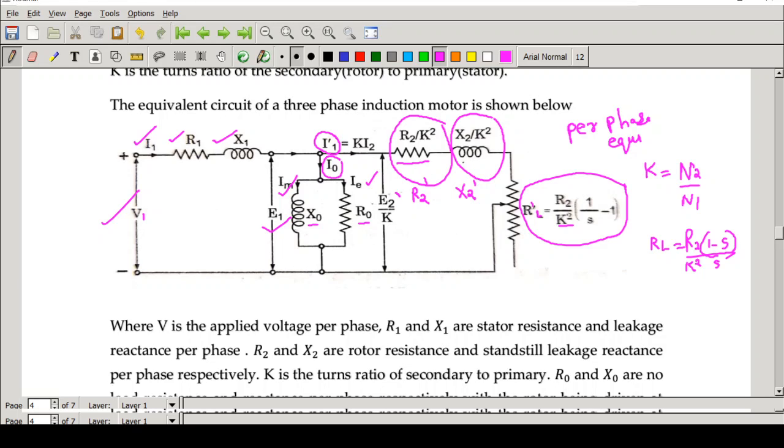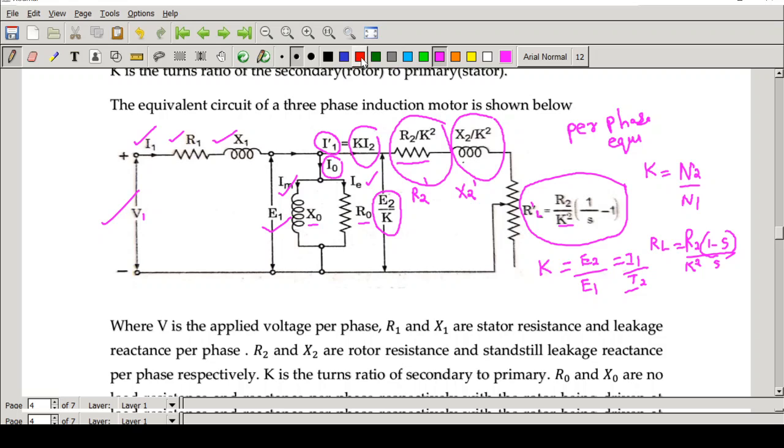Now what about the induced EMF on the rotor side? It is E2 by K. Why are we putting it as E2 by K? Because we are transferring it to the stator side. What about the current? It is K into I2. Voltage is E2 by K, whereas current is K into I2. What is the reason? The transformation ratio K is equal to E2 by E1, which is equal to I1 by I2. It is inversely proportional for the current. That is why we get E2 by K and I2 into K. So this is the equivalent circuit.